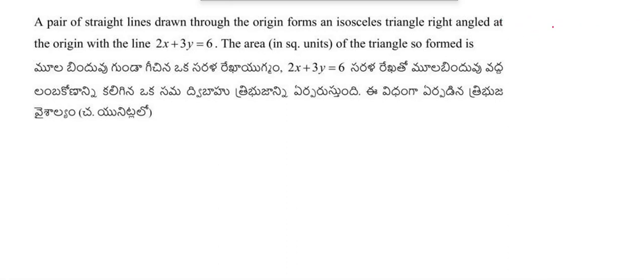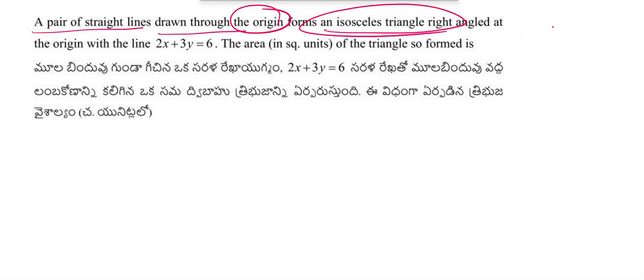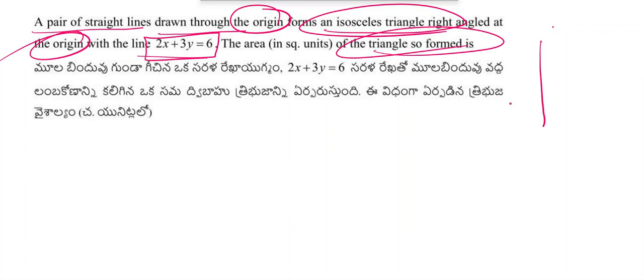This is the next question from pair of straight lines. A pair of straight lines drawn through the origin forms an isosceles triangle with right angle at the origin, with the line 2x plus 3y is equal to 6. Then the area of the triangle is, here the triangle is formed. This line 2x plus 3y is equal to 6 is given, making an isosceles triangle with right angle at the origin. This is the triangle. Now find the area of the triangle.